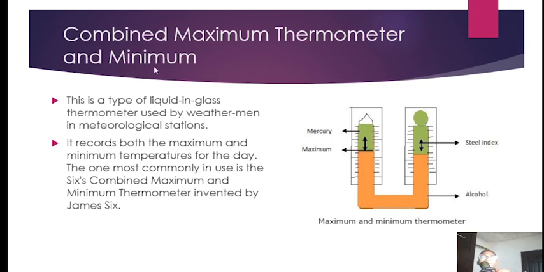Combined maximum and minimum thermometer. This is a type of liquid in glass thermometer used by weathermen. This is, look at it, maximum and minimum thermometer. So this is mercury maximum and this is its steel index. So this is a type of liquid in glass thermometer used by weathermen in meteorological stations. It records both the maximum and minimum temperature for the day. The one most commonly used is the Six's combined maximum and minimum thermometer invented by James Six.